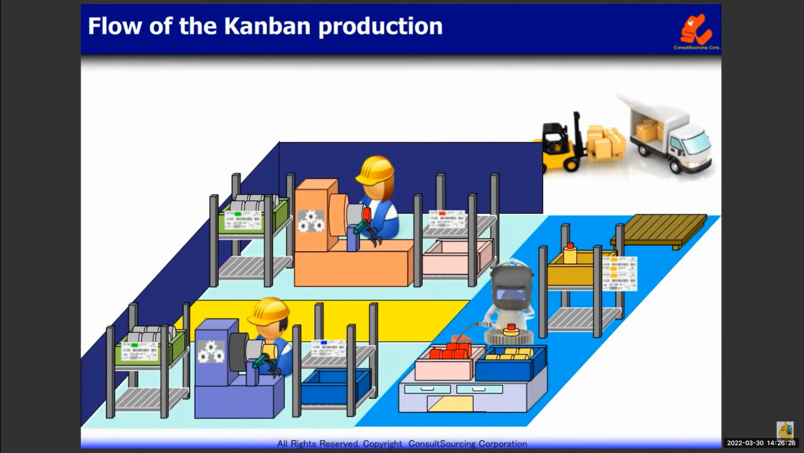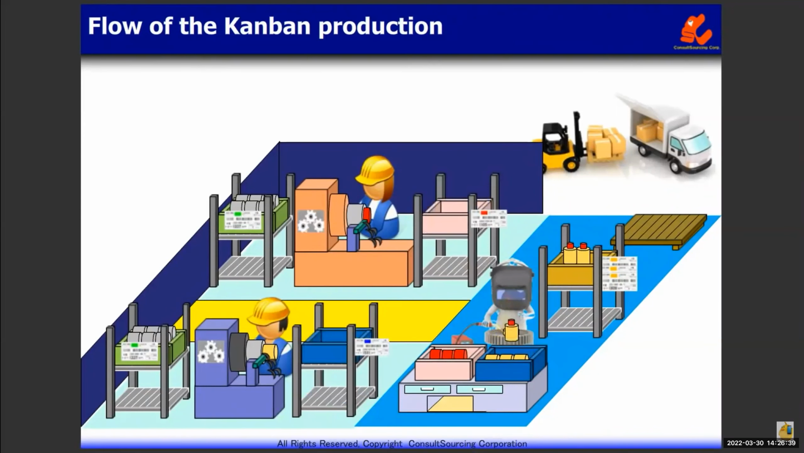based on the information on the Kanban, parts required for assembly are picked up from the previous processes, and assembly is carried out. In this box, the Kanban of the parts which has just been picked up becomes an instruction order for processing. In the processing line, the materials required for processing are picked up from the storage and then processing is carried out.